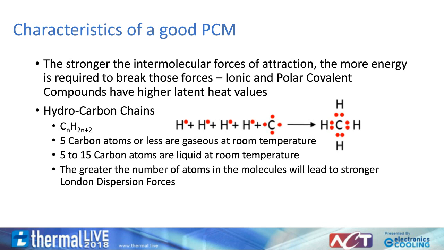4 hydrogen atoms share their valence electrons with one carbon atom that itself holds 4 valence electrons. The simplest hydrocarbon is methane, or CH4, which is shown on the slide. A hydrocarbon chain consists of the formula CnH2n+2.